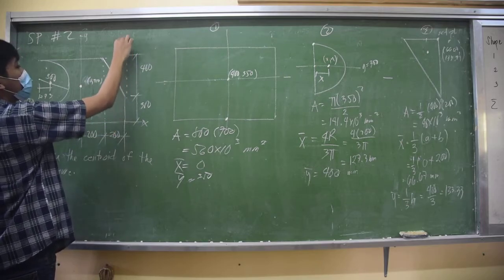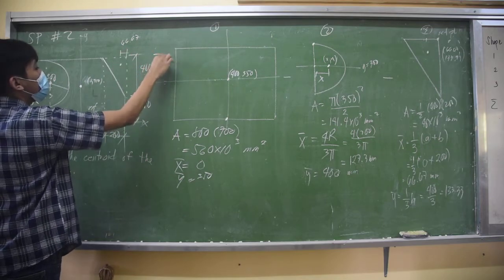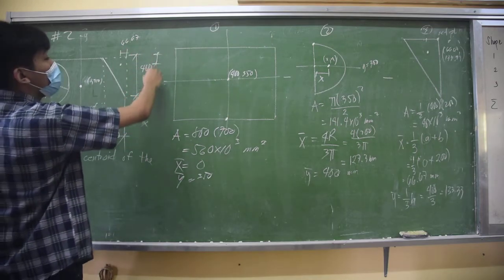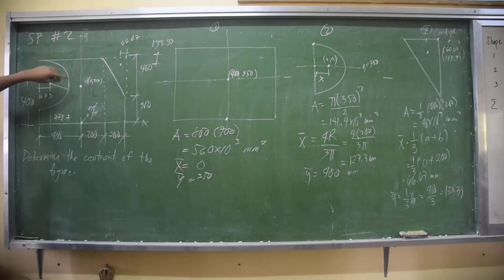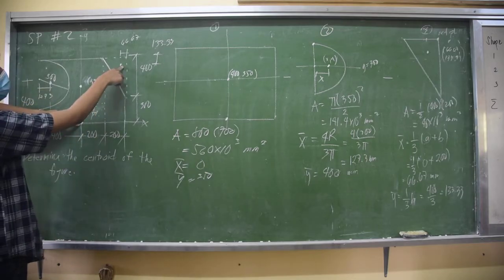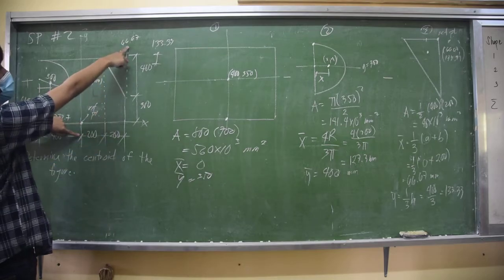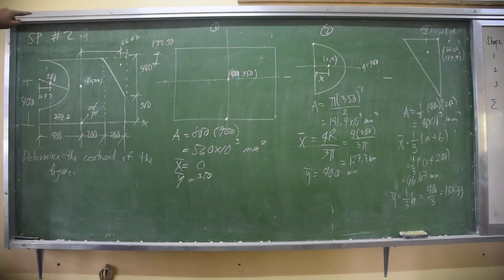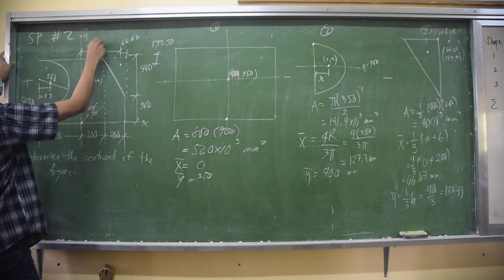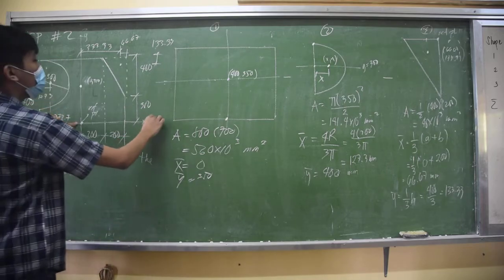So, itong distance na to, this is 66.67. Tapos itong vertical height niya, that is equal to 133.33. Ngayon, ano yung distance niya dito? So, yung horizontal distance niya, that is 400 minus 66.67. That is equal to 333.23.